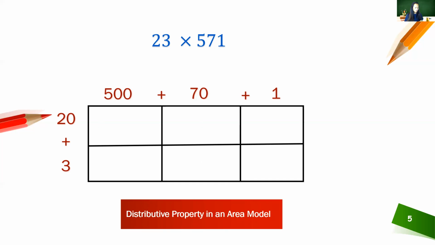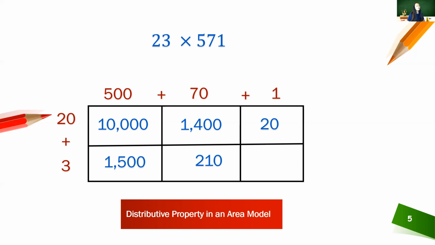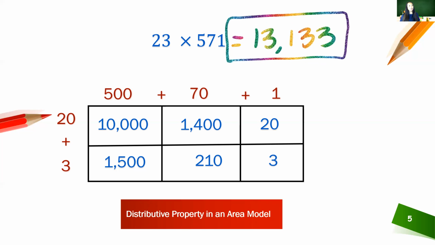And so 20 times 500 is 10,000. 20 times 70 is 1400. 20 times 1 is 20. 3 times 500 is 1500. 3 times 70 is 210. And then 3 times 1 is 3. And if we add them all together, we have 13,133. And that's how the area model works for multiplication with multi-digit numbers, right?